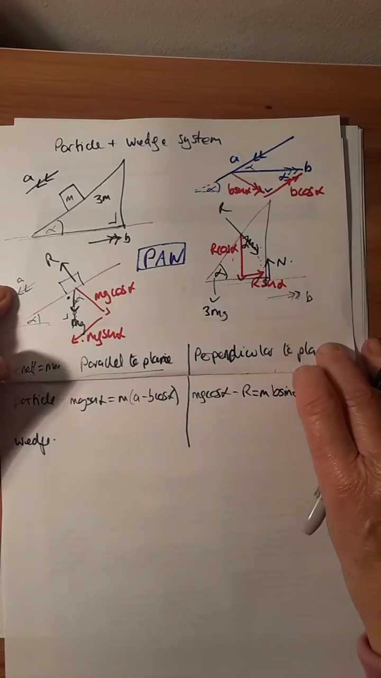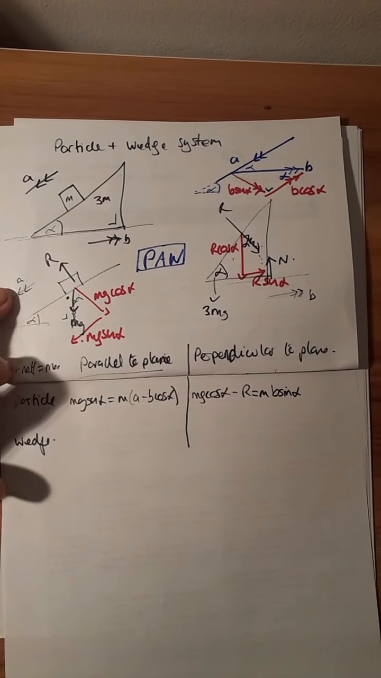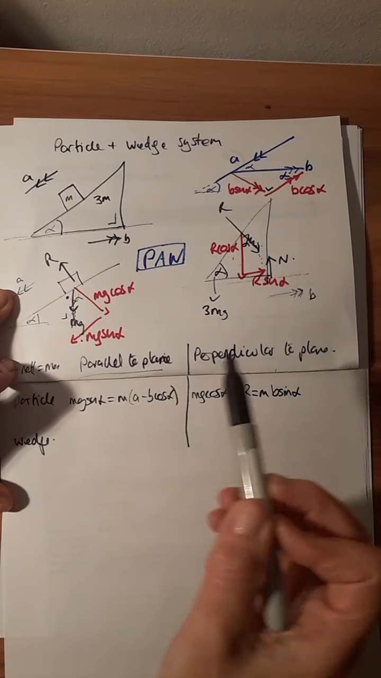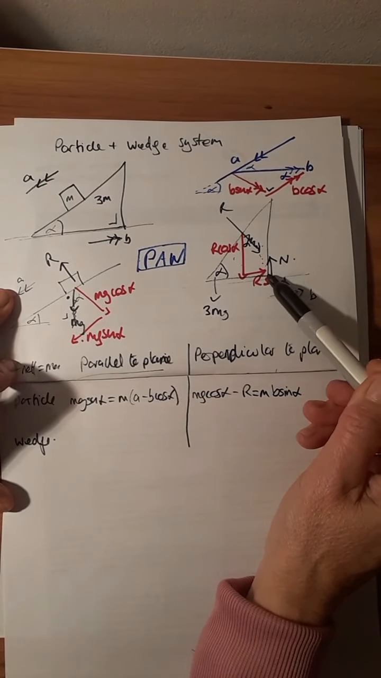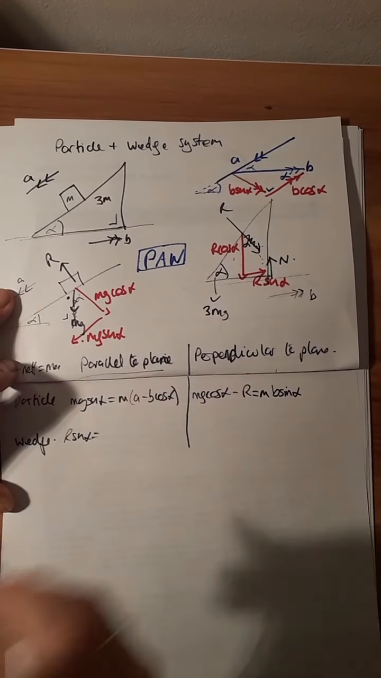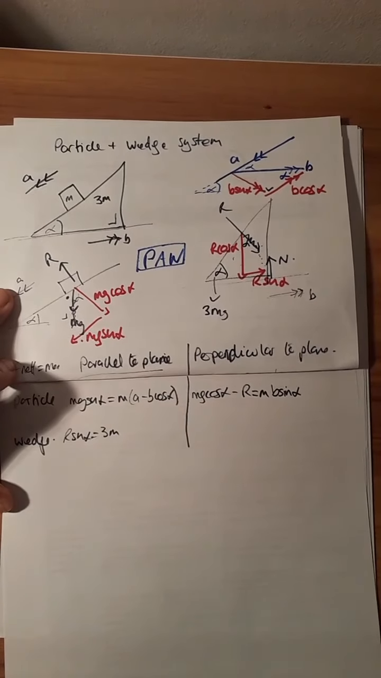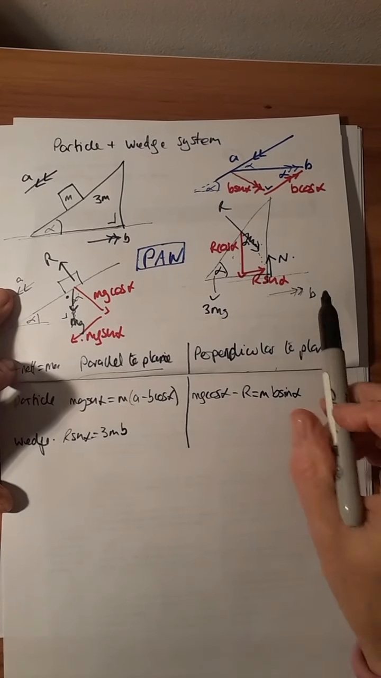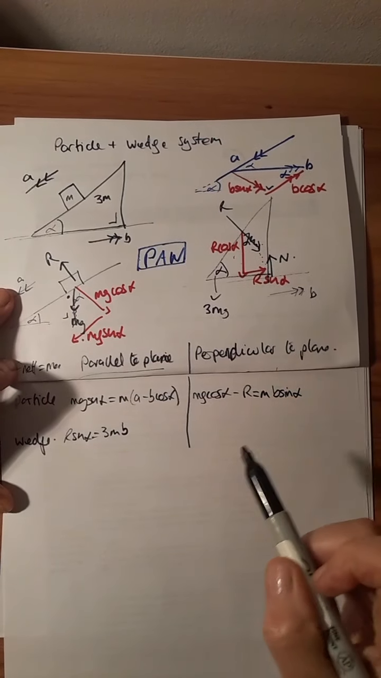Now for the wedge, here's my wedge diagram. Look at the forces parallel to the plane. There's only one, R sine alpha, is equal to m, which in this case is 3m, and the acceleration parallel to the plane, it's just B. There's only one acceleration parallel to the plane here for the wedge.